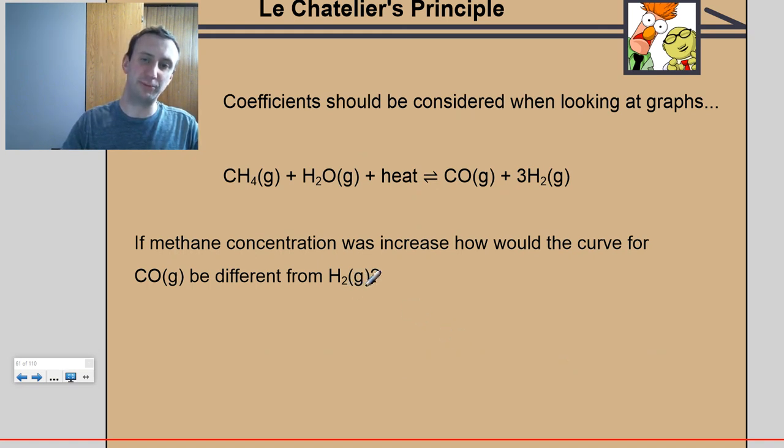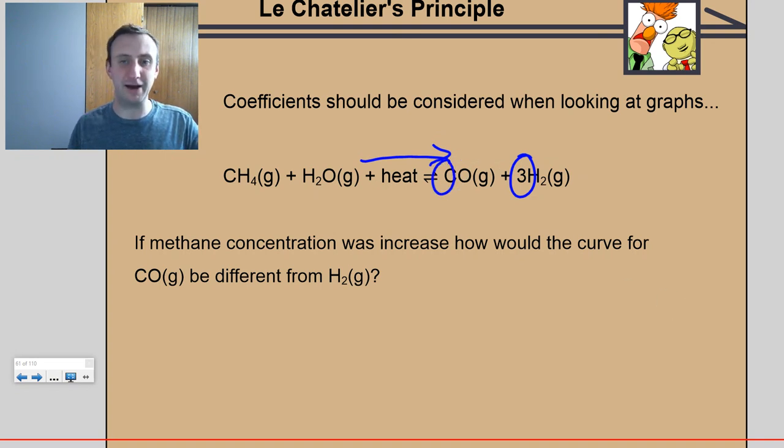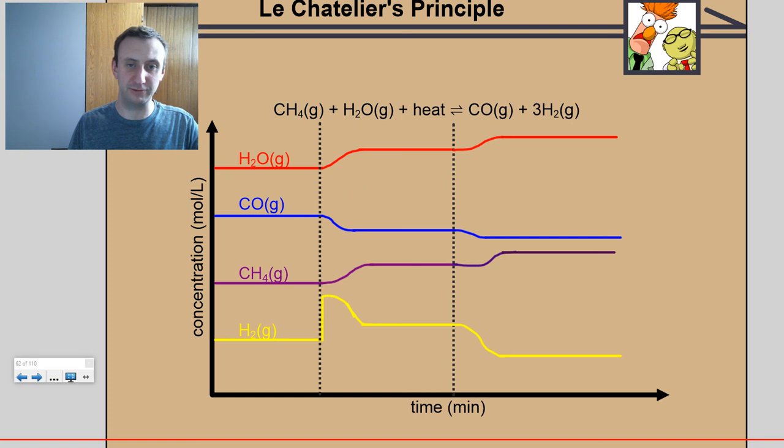Like I mentioned when we looked at the previous graph, when I take a look at how things will change, we also should consider the fact that we have coefficients, so some things will change more than others. So if I'm shifting to the right, H2 will have 3 times the change in concentration that CO gas would have, because I have 3 for a coefficient instead of just 1.